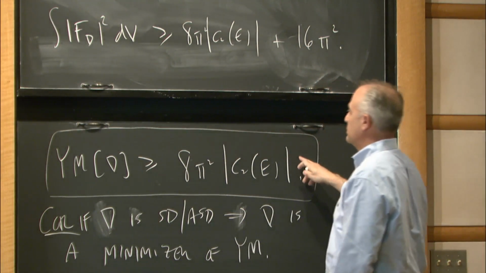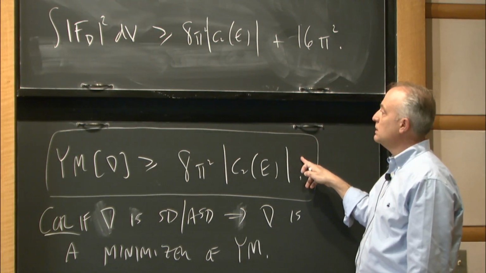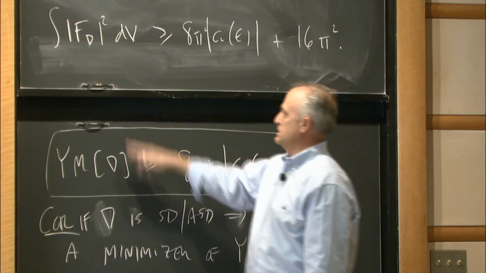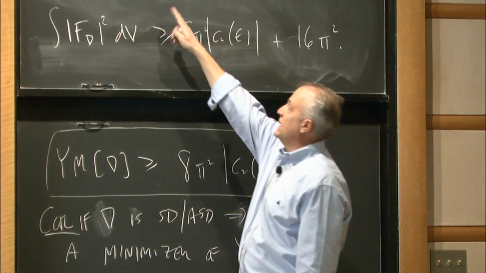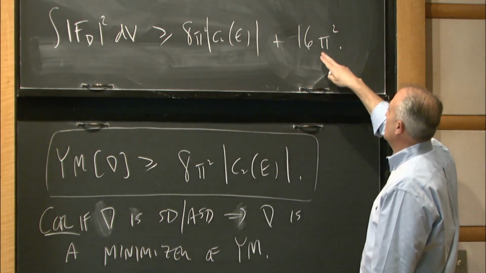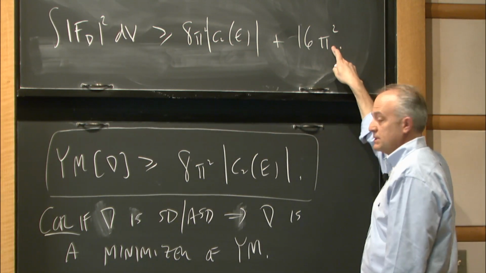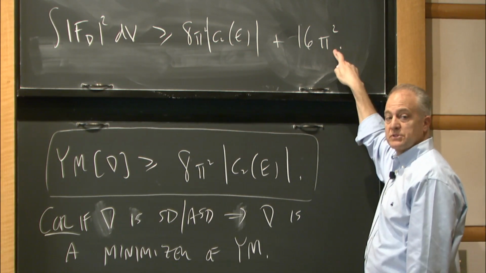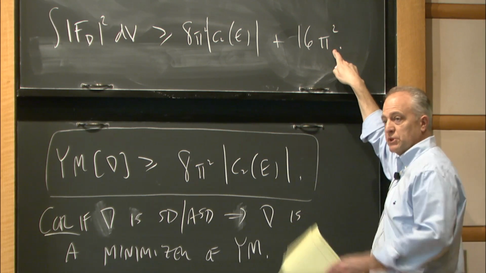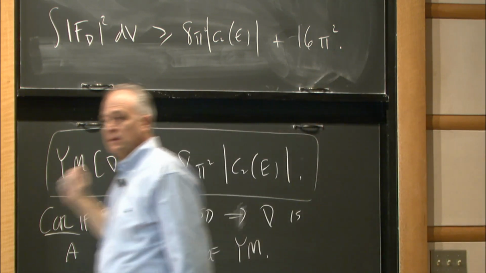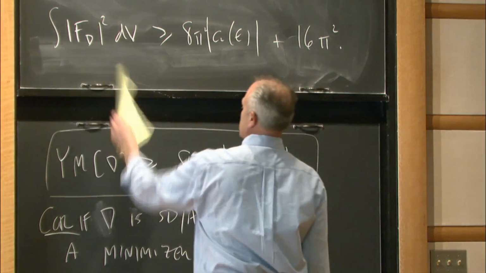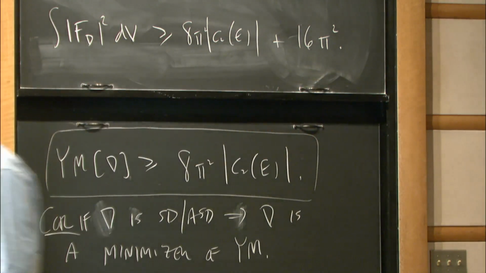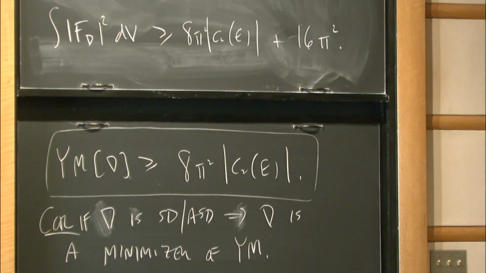So compare that with this general inequality here. So this is the same as this. It says that if you're not an instanton, if you're not anti-self-dual, then the gap here is 16 pi squared. And there are examples where you hit that value. This is the four-sphere. That's why you bring in the second Chern class.